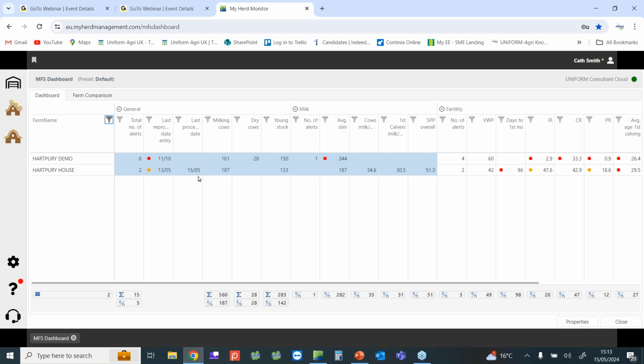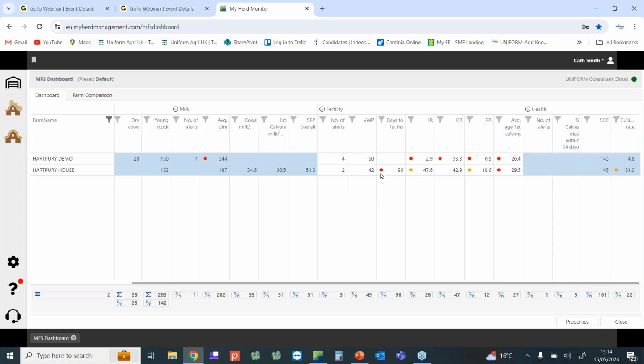And that's an automatic process as well. So there's no onus on the farmer to remember to back up for you. Then you've got different parameters across here. So you could have a look at fertility and pick out anything that is outside the range of what's normal for that herd. And then you've got a starting point with which to investigate.